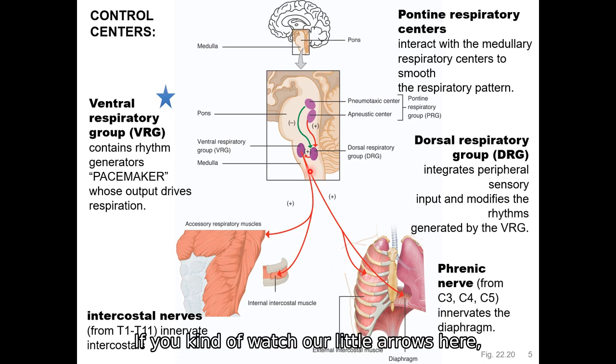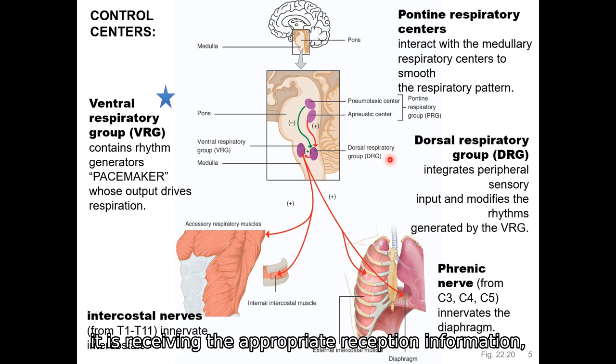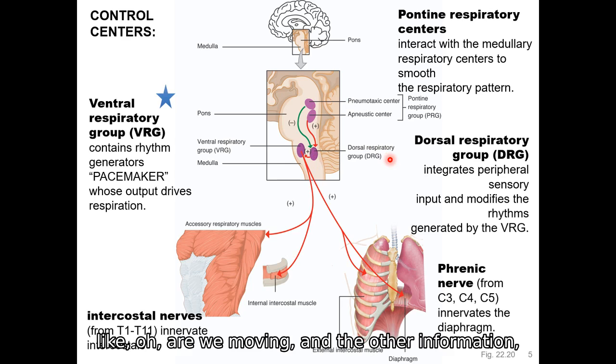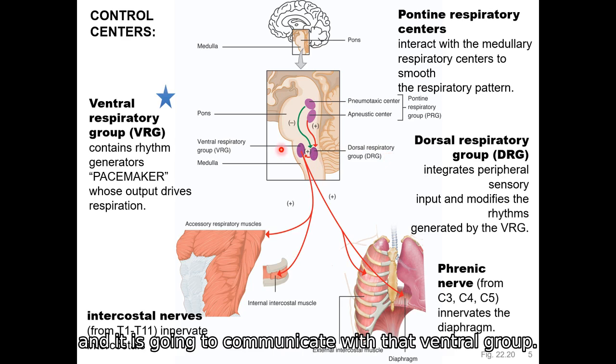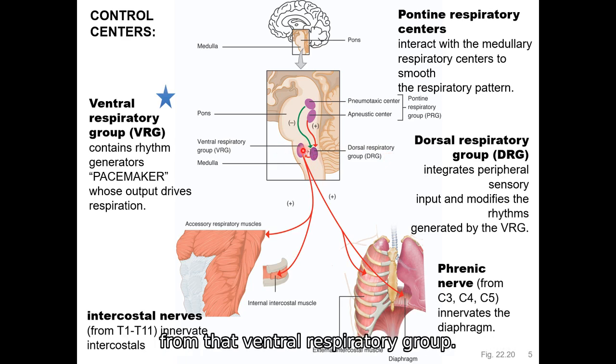If you kind of watch our little arrows here, this dorsal respiratory group, it is receiving the proprioception information, like, oh, are we moving, and the other information, and it is going to communicate with that ventral group. But you can kind of see the motor output comes from that ventral respiratory group.